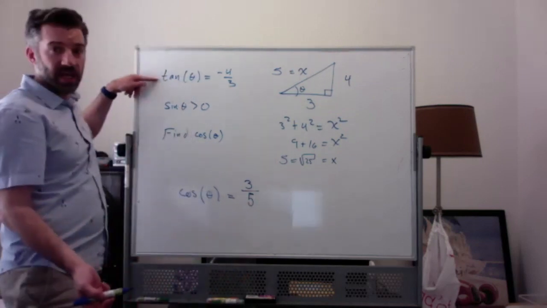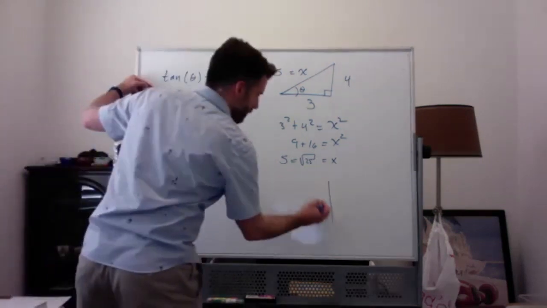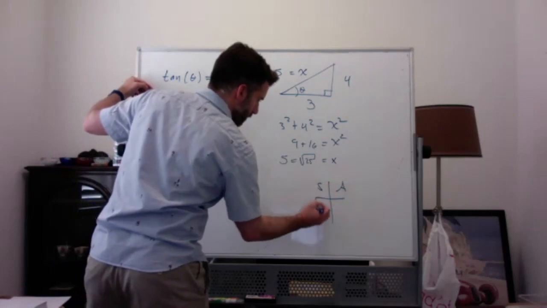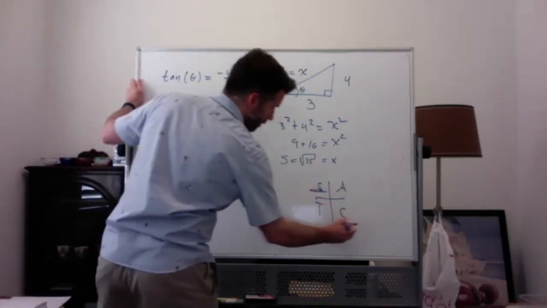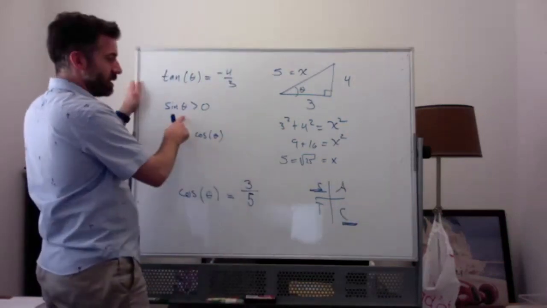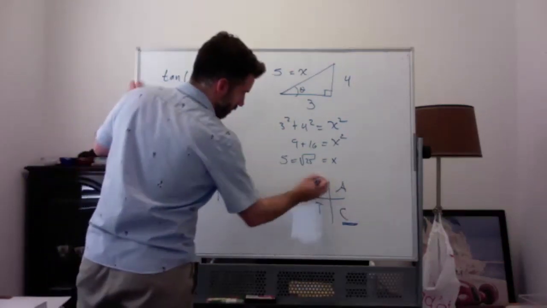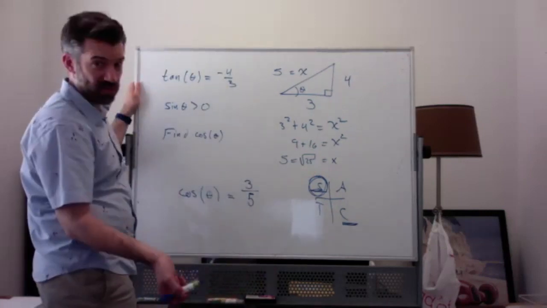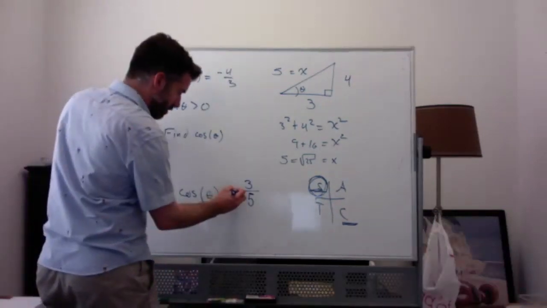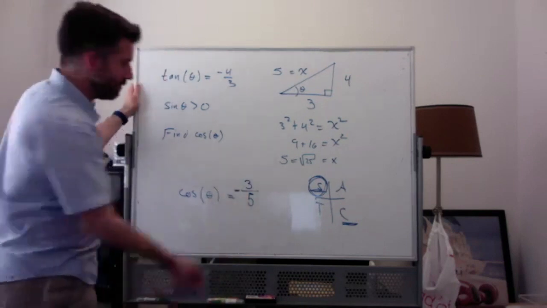If tangent is negative, we know that we're either here or here. If sine is positive, we know that we are here, because we can't be here. So we're in quadrant 2, and in quadrant 2, cosine is negative.